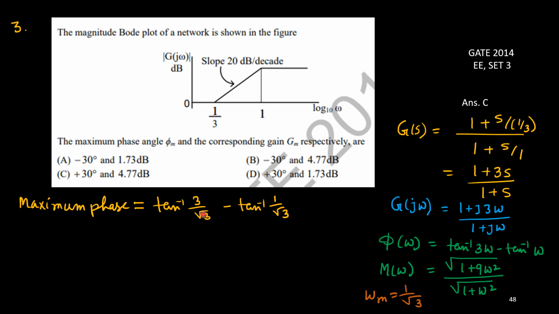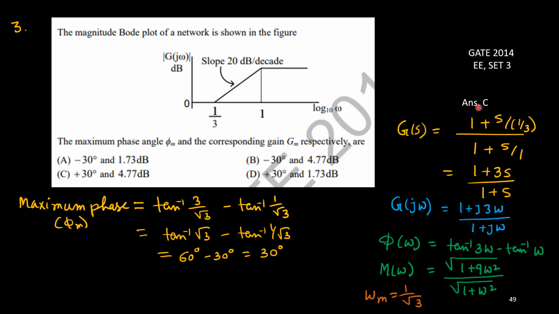So maximum phase is now tan inverse of 3 into omega, where omega is 1 upon square root 3. So 3 by square root 3, which is your square root 3, minus tan inverse 1 upon square root 3. Tan inverse square root 3 is 60 degree and this is your 30 degree. So 60 minus 30 is 30 degree. Positive. Remember, this is positive.